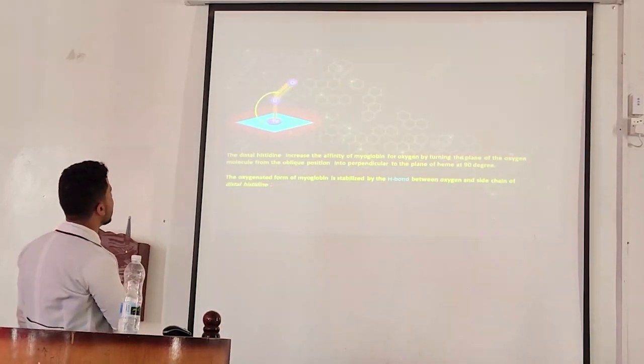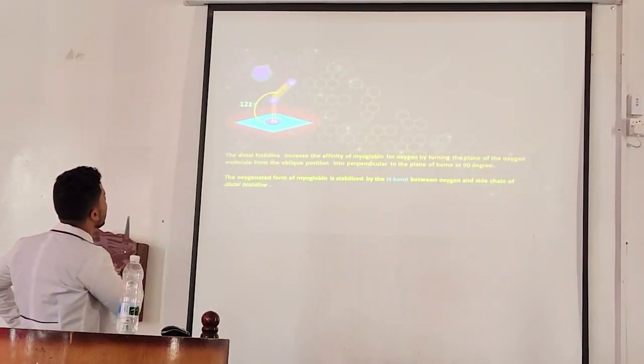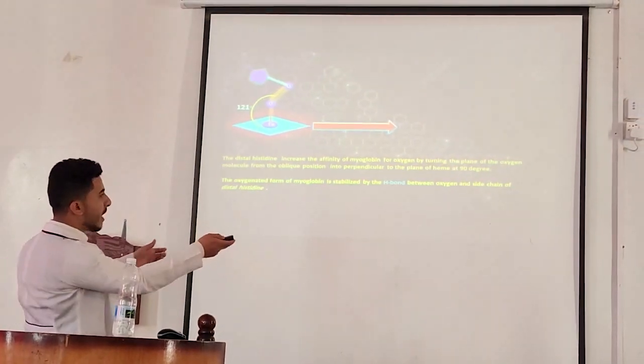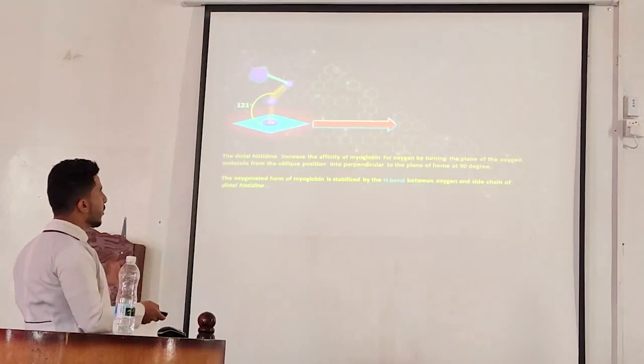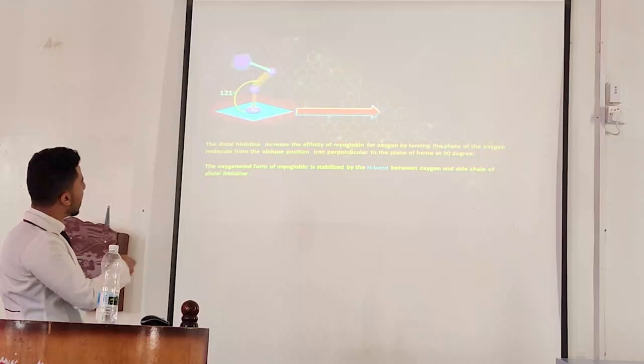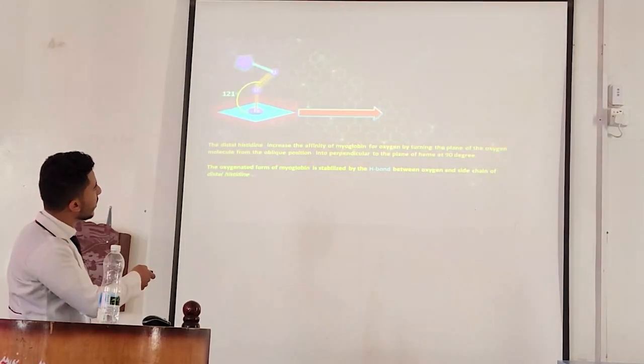But because of the distal histidine, which forms a hydrogen bond with the oxygen, it drags the oxygen and turns it from the oblique position into the perpendicular position onto the plane of the heme, as you will see here.